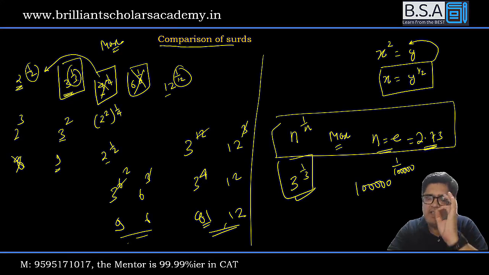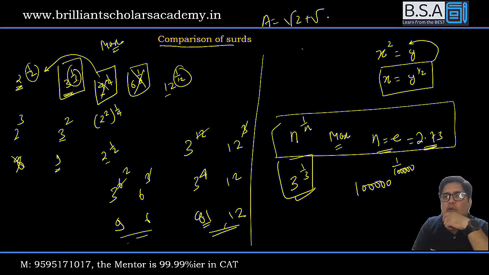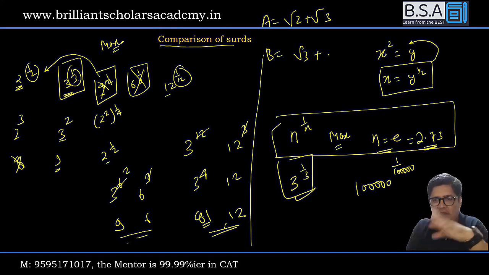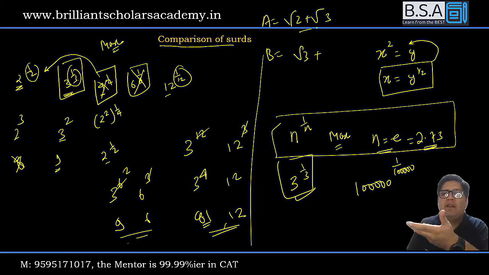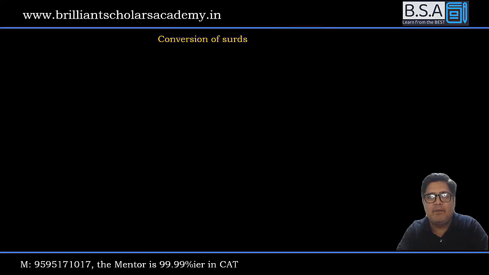Interchanging powers is the best method to compare. If you come across something like this, let us imagine a is equal to root over 2 plus root over 3, b is equal to root over 3 plus something of this nature, the best way is to square and compare. Whatever is the odd part, square and compare. Square both, and comparing afterwards will become easy. I have many questions like this for you to compare today.